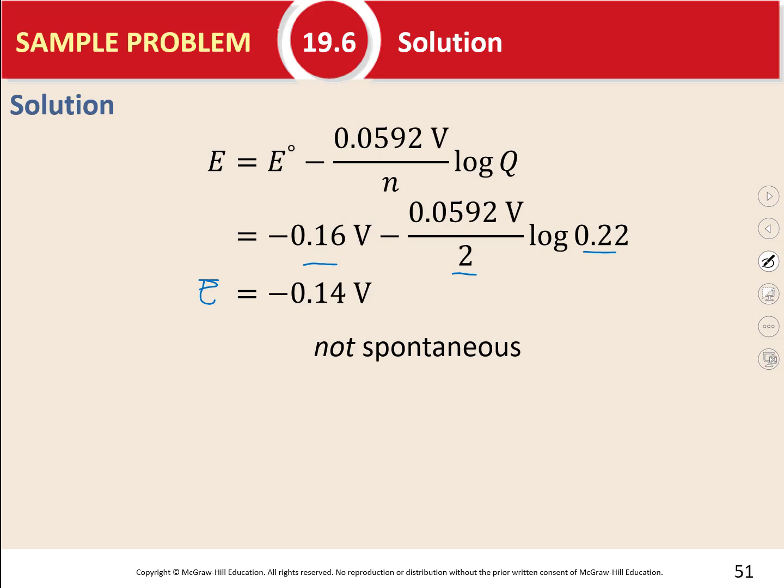Now, if E is negative, can the reaction be spontaneous? No, because if you plug that into the equation from the last section, if you have a negative E, then delta G will always be positive, and positive delta G ends up being non-spontaneous. So this tells us that the reaction is non-spontaneous. Even though this reaction may have been spontaneous at other concentrations, it's not spontaneous at the concentrations that they gave us. Questions?